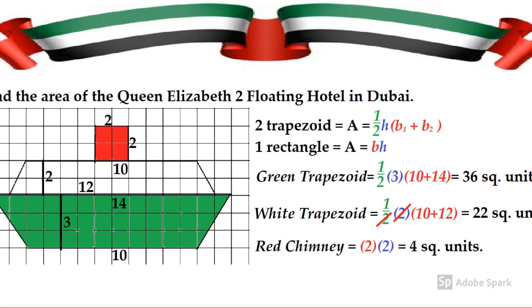To find the area of the red chimney, which is base times height, we multiply 2 times 2. Therefore, the area of the red chimney is 4 square units. To find the whole area of the Queen Elizabeth II Floating Hotel, we sum up the areas of the green trapezoid, the white trapezoid, and the red chimney. So, 36 plus 22 plus 4, we come up with 62 square units.